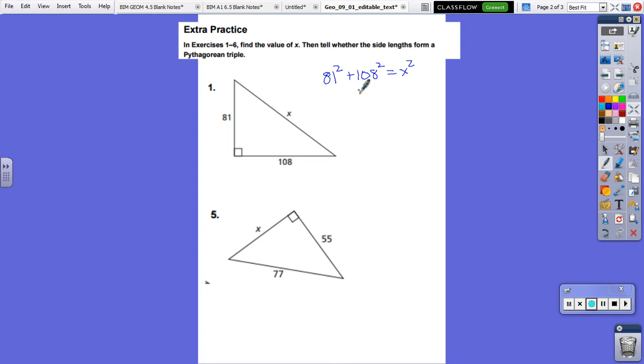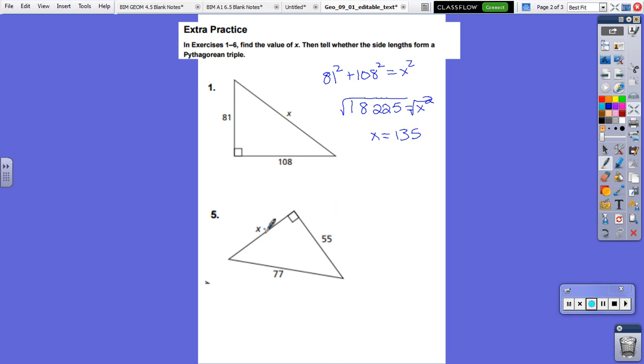So I'm just going to type that in my calculator, 81 squared plus 108 squared, and I'm going to get that it is 18,225 equals x squared. So now I square root both sides, and once again I just use my calculator and I square root that number. And so when I do that, I end up with 135. So x equals 135. So this is a Pythagorean triple because all three numbers were integers, whole numbers without decimals.